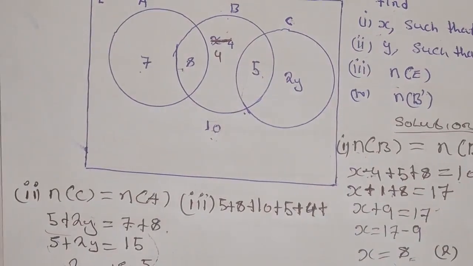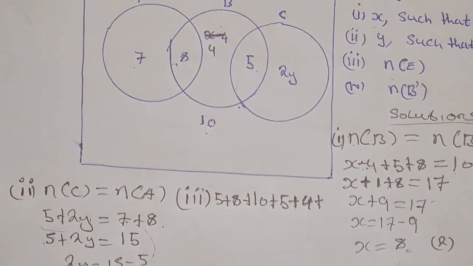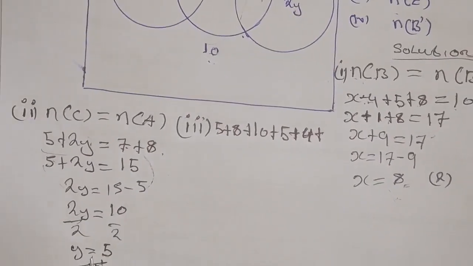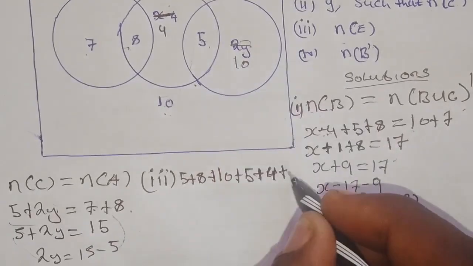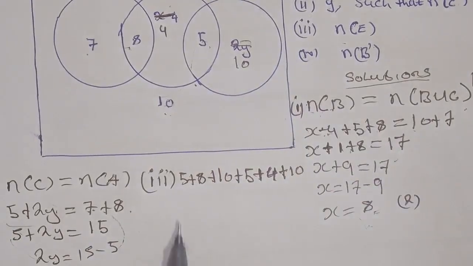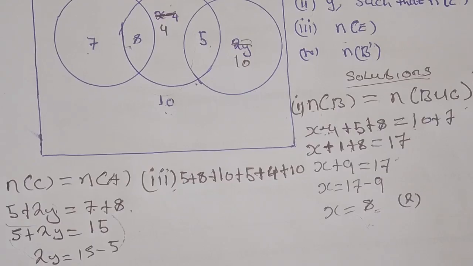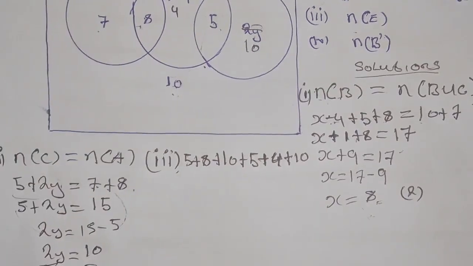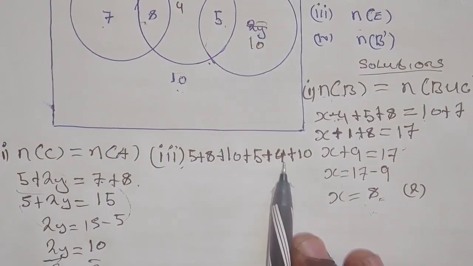So we know the value of y, it's 5. So we're just going to have 2 multiplied by 5. 2 multiplied by 5, you find it will give us 10. So here we have 10. So plus 10. Then you just add this. So we're going to have 5 plus 8 plus 10 plus 5 plus 4 plus 10.